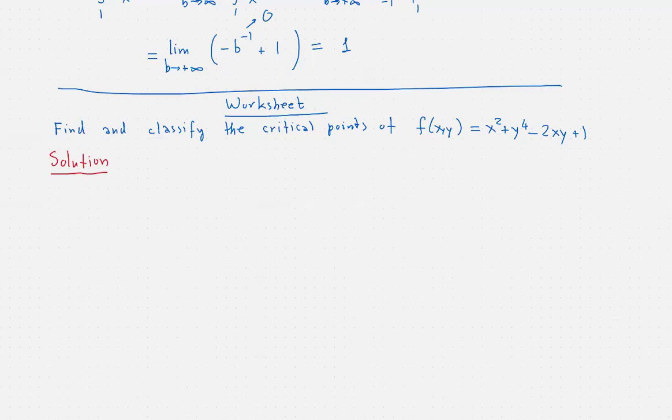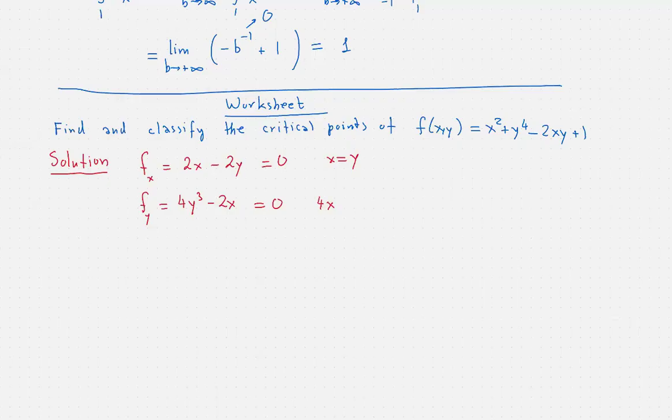So we will have f sub x equals 2x minus 2y, and f sub y will be 4y cubed minus 2x. So if we set this equal to 0, the first one will give us x equals y. And then for the second one, all we need to do is just plug in. Either thing will give us exactly the same thing. So let's say we plug in y equals x. So we get 4x cubed minus 2x is equal to 0.